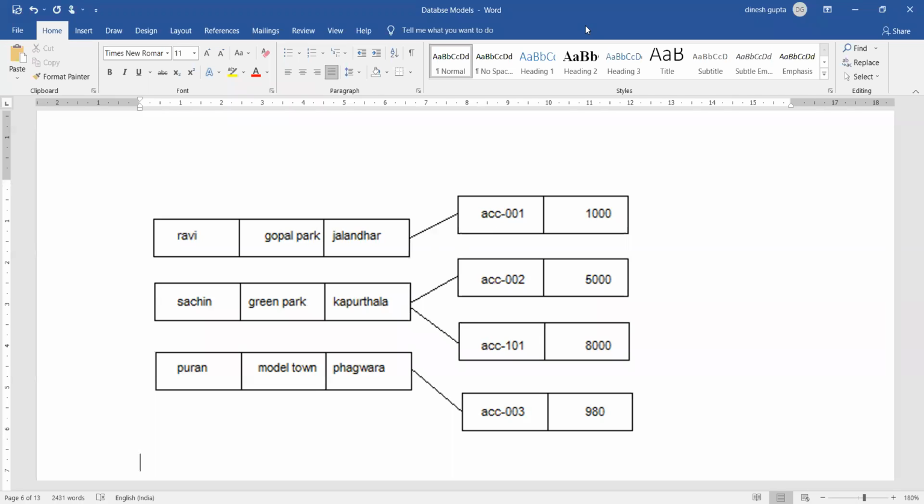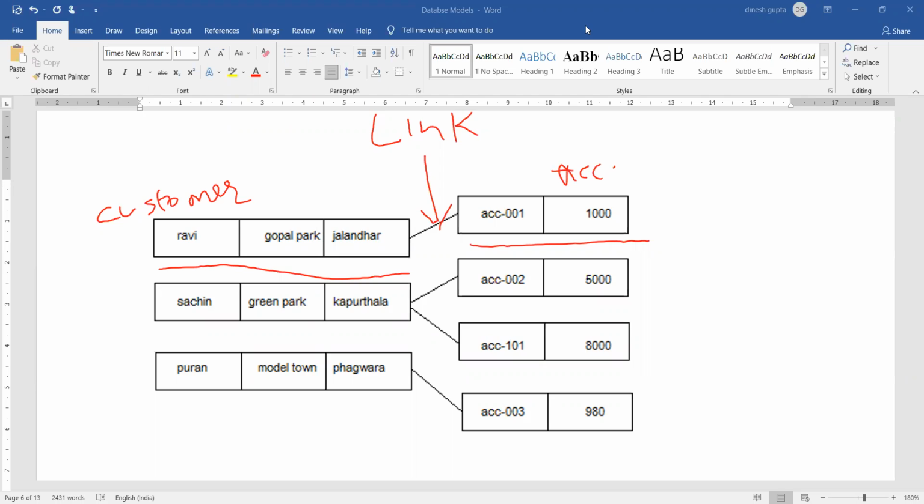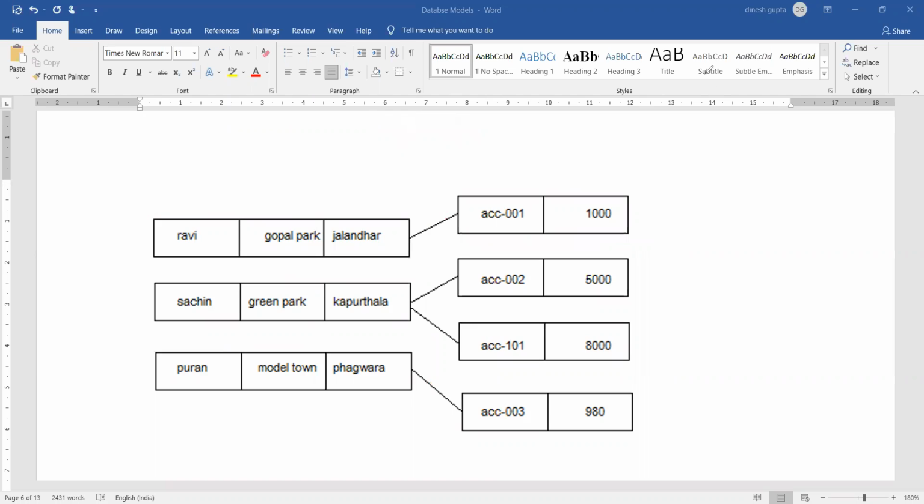Like in yesterday's lecture, I clearly told you that this is a record and this is also a record and this is a link. So this record is basically dealing with the customer information and this is dealing with the account information. So this is how we can represent a record and a link in case of our network model, and all the entries or the attributes within a record, they are shown in a single row. Okay, so let's move further.